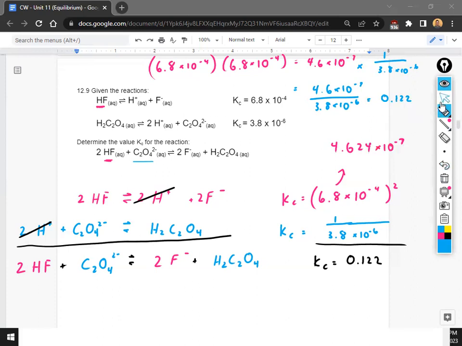Why didn't you just try to make it 3.8? Because remember, we flip the reaction. If we flip it, we have to invert the K value. Because it started with H2C2O4 on the left side. Like the previous example, that was because the number in the front was 1. It only works when it's 1. Yeah, you still need to calculate it out.